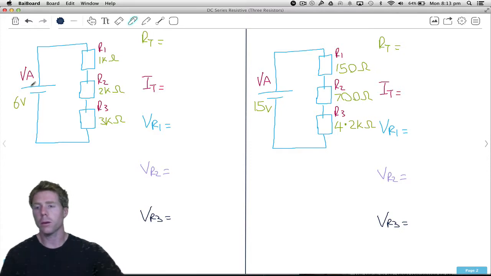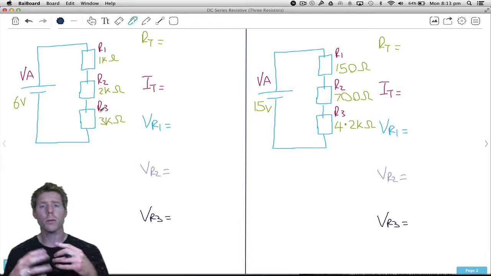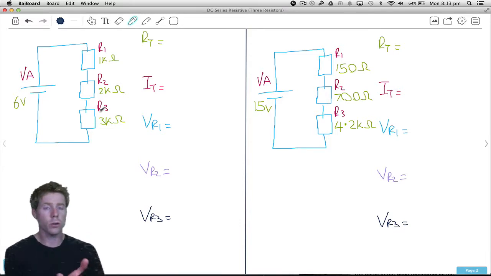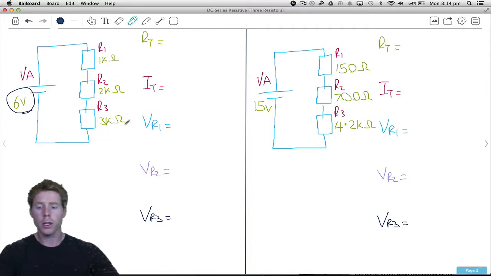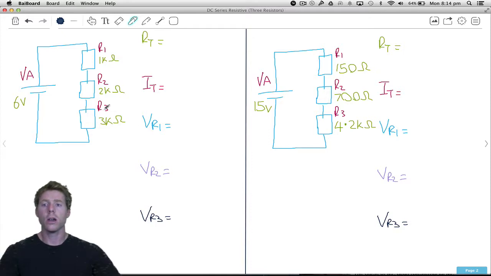We've got 6 volts applied voltage, and then 3 resistors, R1, R2, R3. R1 is 1K, R2 is 2K, and R3 is 3K. Something that I want you to start to think about a little bit more is that the bigger the resistor is, the more voltage it will get. We've got 6 volts here. That will get some of that 6, that will get some, and that will get some. The 3K, being the biggest resistor, will get most of that 6. The 2K will get the second most amount, and then the 1K getting the least. So let's do some calculations and see if that holds true.